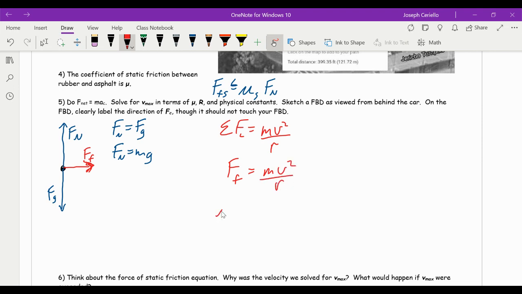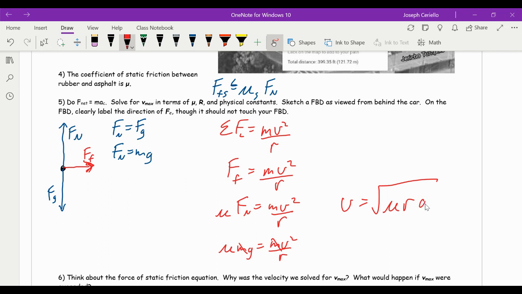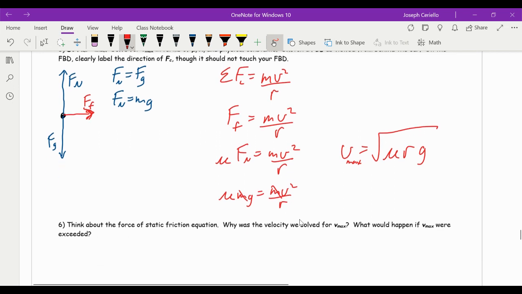Which is equal to the coefficient of static friction times the normal force. And I know that the normal force is equal to mg here. So what I would end up with here for my speed is the square root of mu r g. So this is the maximum speed.